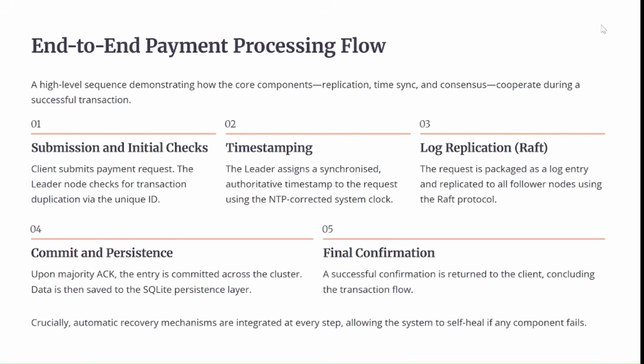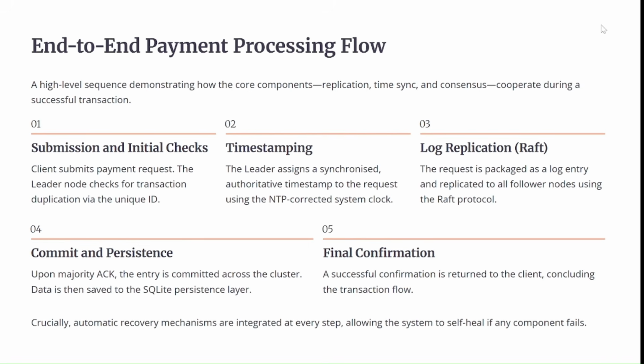Step 2, the leader checks for duplicates. The request arrives at our leader server. The very first thing the leader does is look at the payment's unique ID. It checks its record to ask, have I seen this exact payment before? This is our duplicate protection in action. If it is a duplicate, we stop here. If it is new, we move forward.